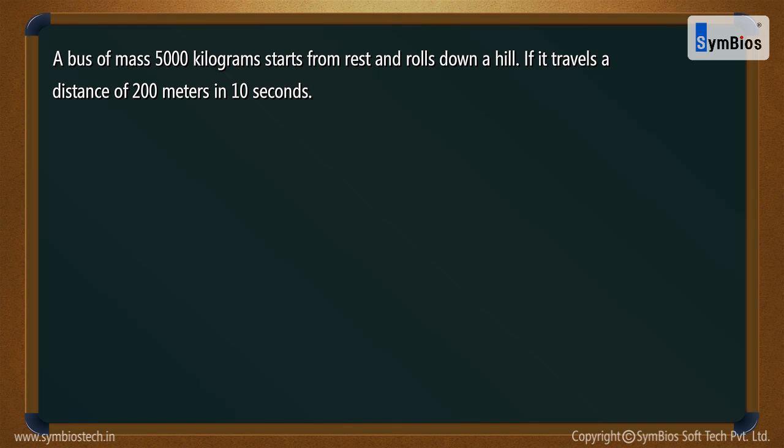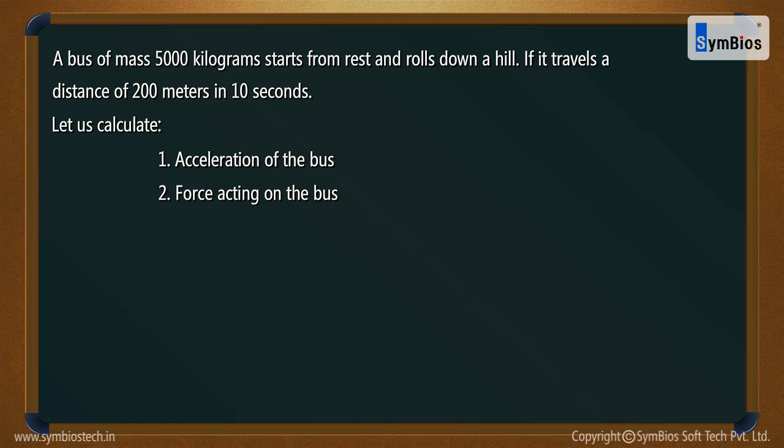Example 1. A bus of mass 5000 kg starts from rest and rolls down a hill. If it travels a distance of 200 meters in 10 seconds, let us calculate the acceleration of the bus and the force acting on the bus. Solution.